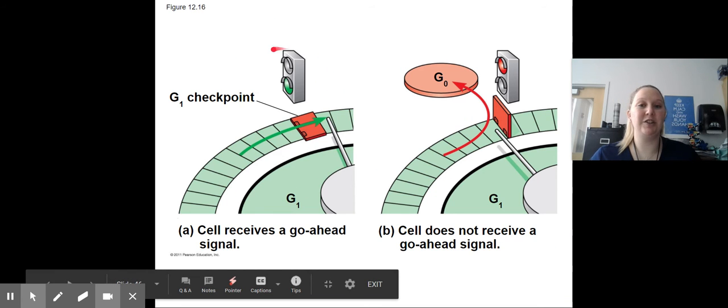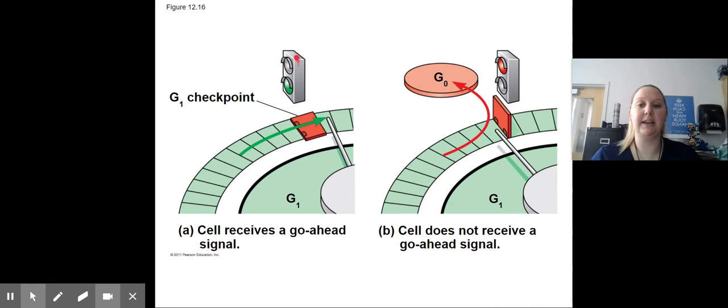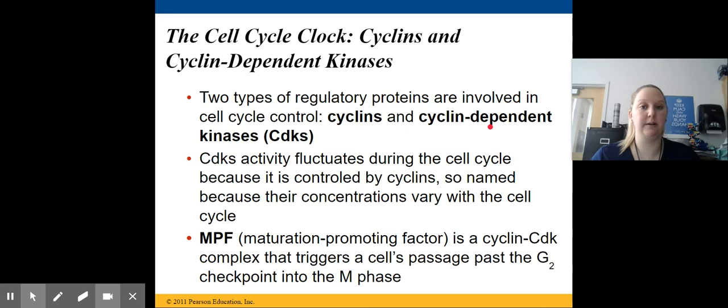And we can envision this as like a traffic light. If they hit the go-ahead signal, they get a green light and the gate goes up. If they don't get that go-ahead signal, it's a red light, and they sit in G naught until they are ready to get that go-ahead.